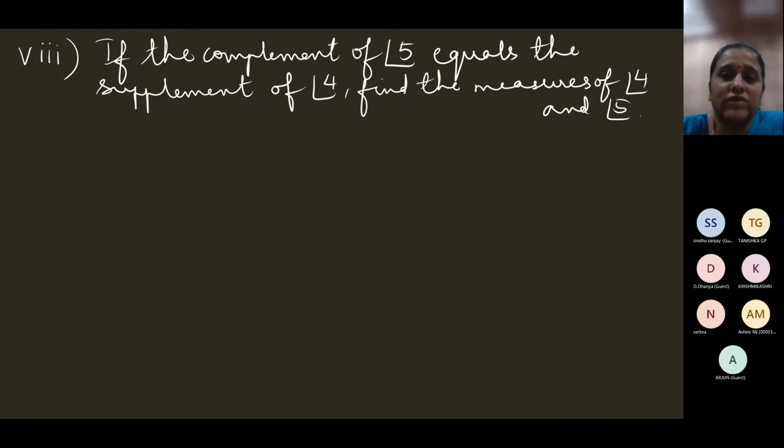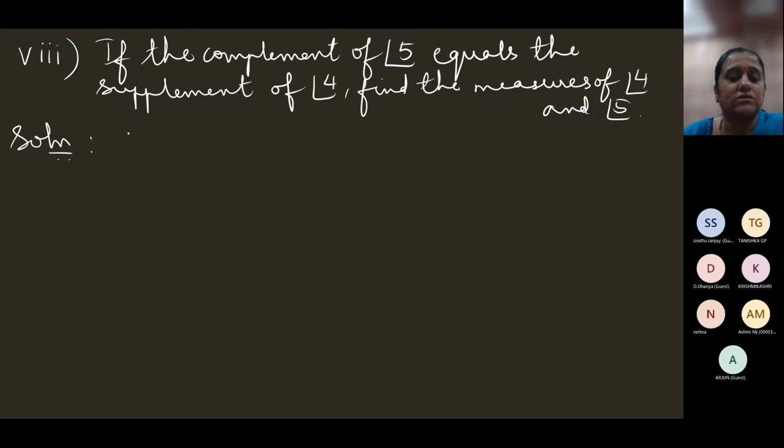So here you don't have to find any relation. The relation is given. The complement of angle 5 equals the supplement of angle 4. So here you don't go to the figure and see the relation between 5 and 4, because there is some other relation already given to you. Okay. So what is given?